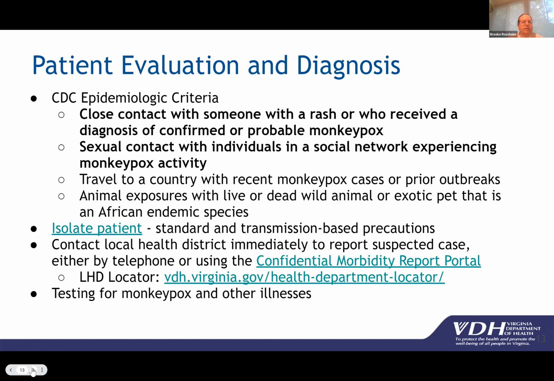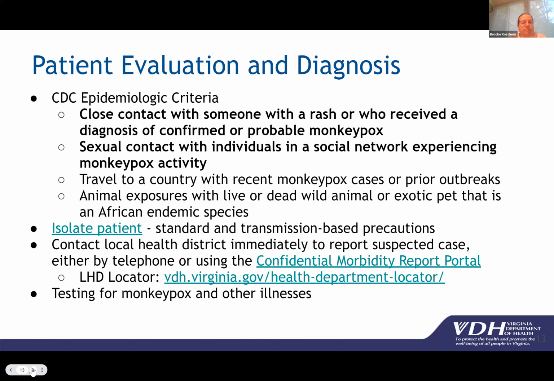We want to contact the local health district or health department immediately to report either a suspected case or a confirmed case. So please remember that if you have even a suspected case of monkeypox, that is a rapidly reportable illness to the health department. What we recommend is that you simply call your local health department, because that is really the fastest way to report that you have a suspected case. That way the health department can start doing the things that they need to do.